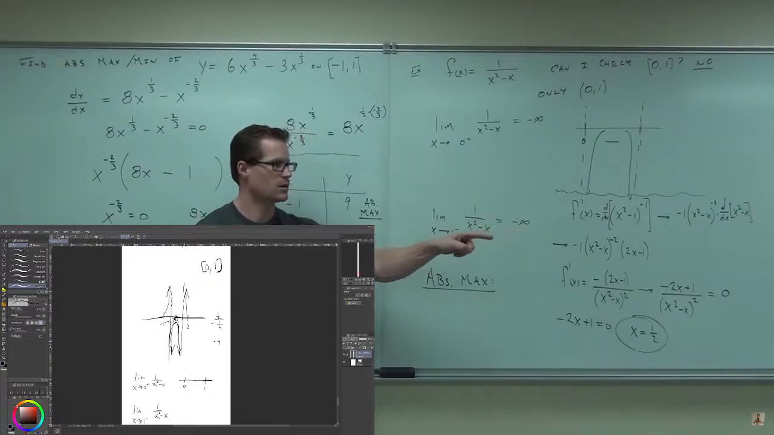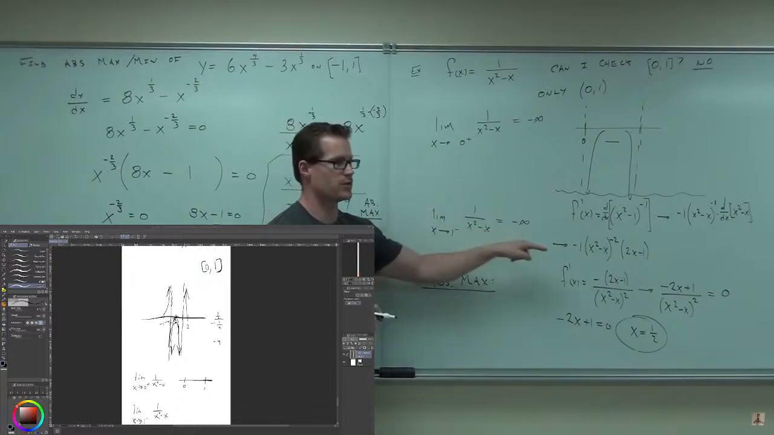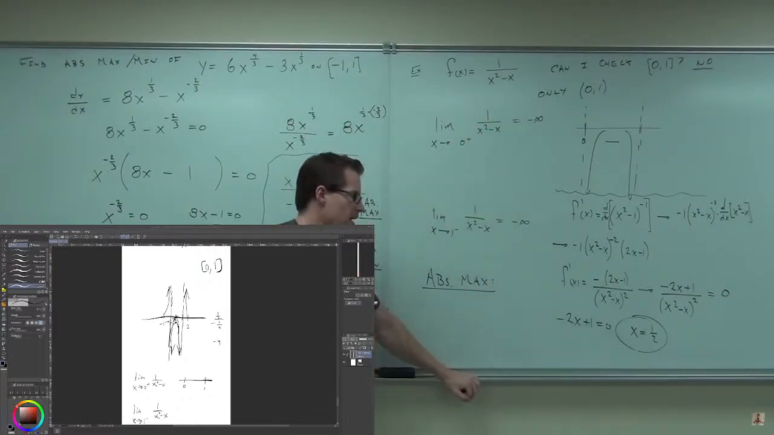What'd you get? Anybody else get -1/4? You plug it into, well, not your derivative, right? That would just give you slope. Plug it into here. So is the absolute max 1/2 or is absolute max -1/4?